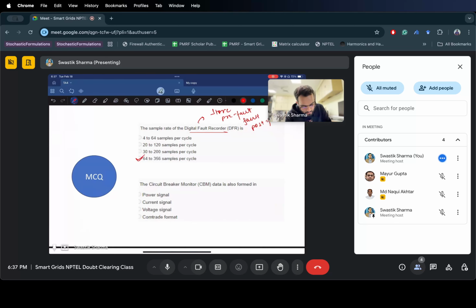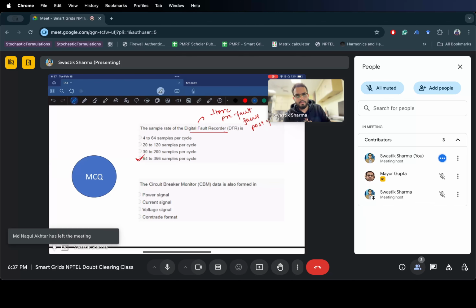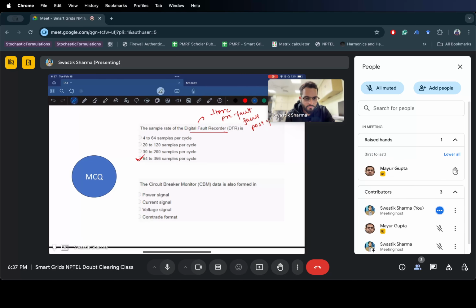Circuit breaker monitor data is also formed in. Can anyone tell me? Can Mayur Gupta answer it very quickly? I know I did not cover it, but he can tell. Circuit breaker monitor data is also formed in.